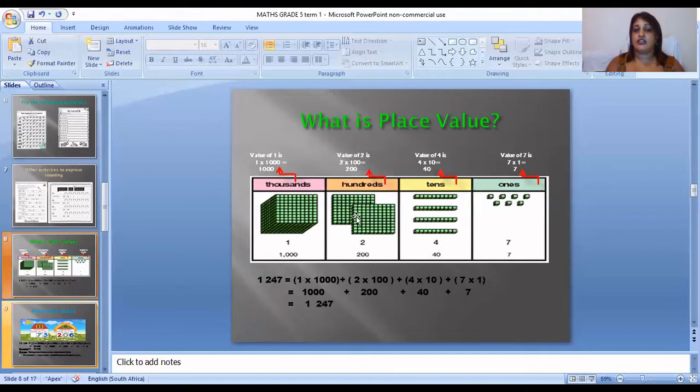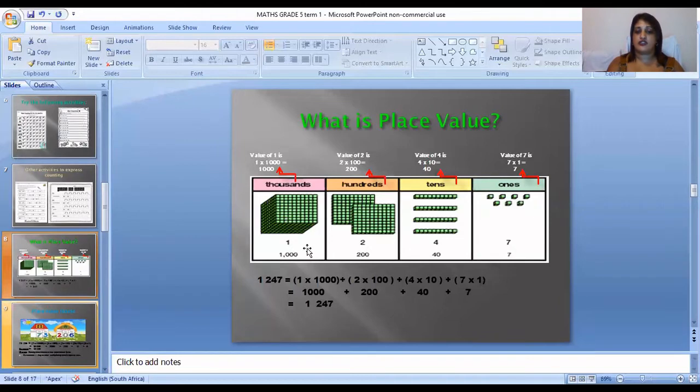Right? And then here I've got 2 flat blocks of 100. Each of these sticks is equal to 10. So it's 10, 20, 30, 40. And then you get single digits, but they don't make up 10. And this gives me 7. So 1 times this 1,000 is 1,000. 2 times this 100 is 200. 4 times this 10 is 40. And 7 times this 1 is 7. So here I've got 1,247.